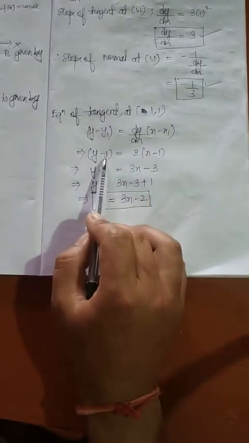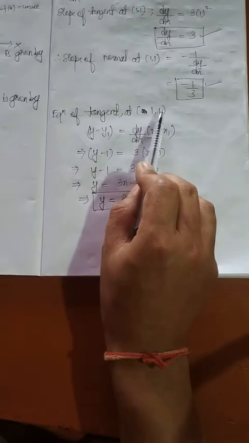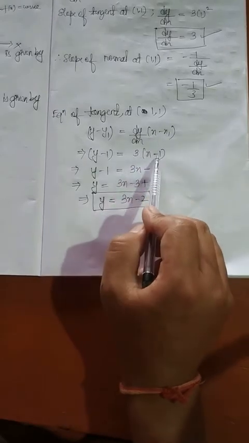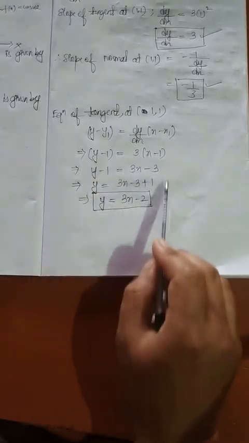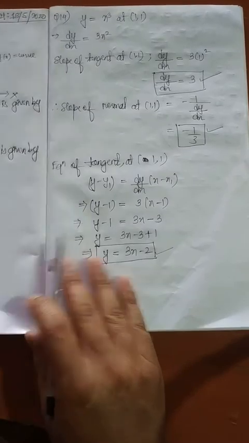So y minus y1 we are finding at point 1 comma 1. So this is the value for y1. dy by dx we know, and x1. Okay, so simplify it. We will be getting equation of a tangent as y is equals to 3x minus 2. Okay, and with the same values now we find equation of normal.